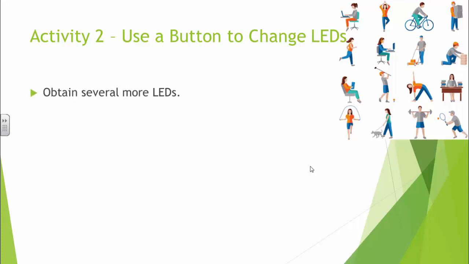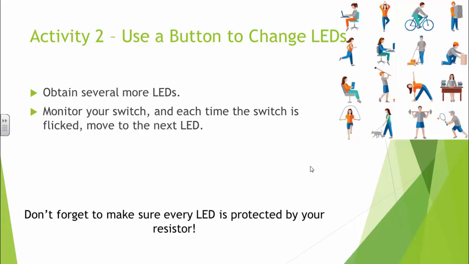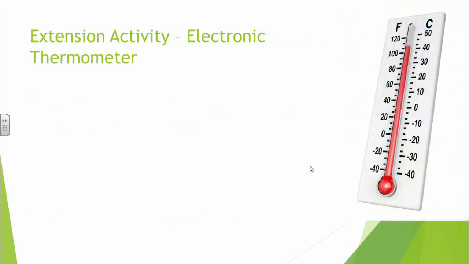Okay, so really, these are most of the skills that we needed for today. So once you've got your simple toggle up and running, you can go ahead and enhance that. You can use a button to increment between a series of LEDs. So keep an eye on your switch. Each time the switch is pressed, move from one LED to the next and scroll through them all. Now, the standard warning applies. Don't forget to make sure that every LED in your circuit is protected by a resistor or you will burn them out.